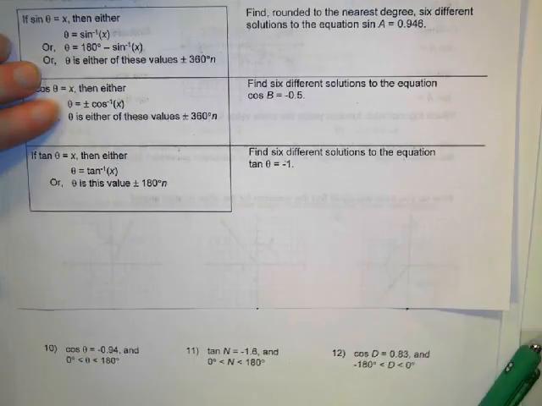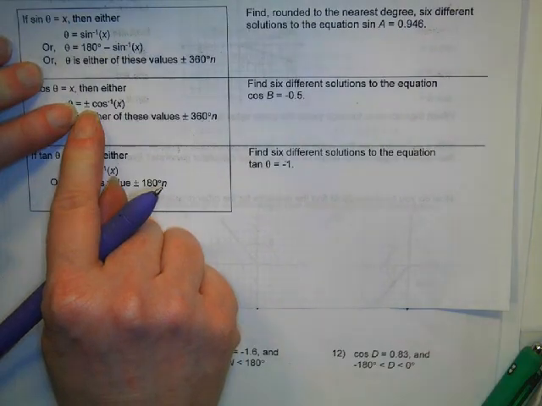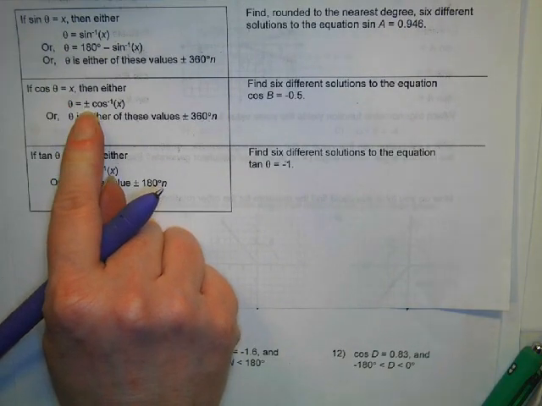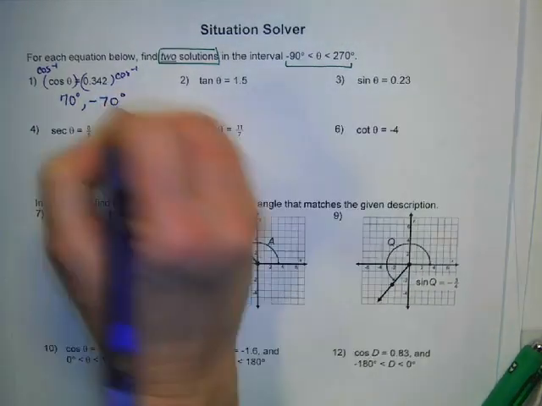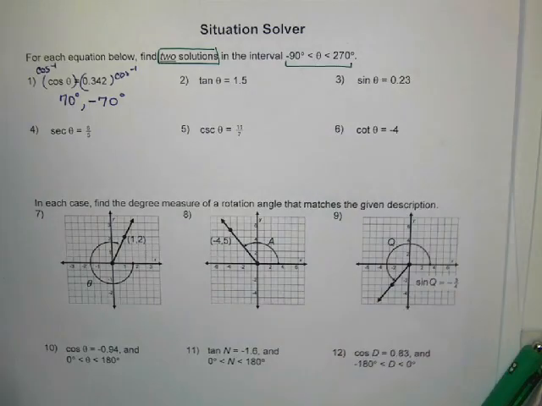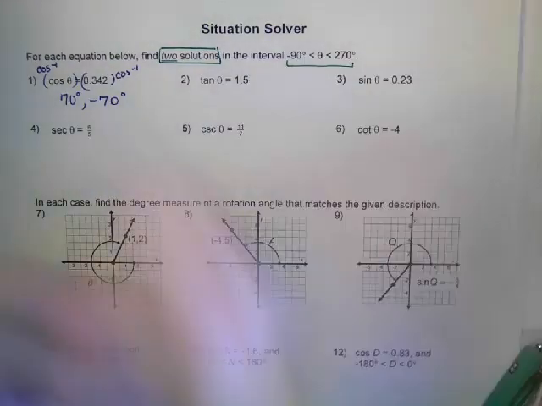But the other thing you can do for cosine is the easiest one. You can also just make it negative. Whatever the calculator gives you for cosine, you can also just make it negative. And in this case, that is right in my interval, -70. That only works for cosine, that you can just make it negative, but it's a nice one. It makes it easy. So tangent, sine, you're going to do all these the same.